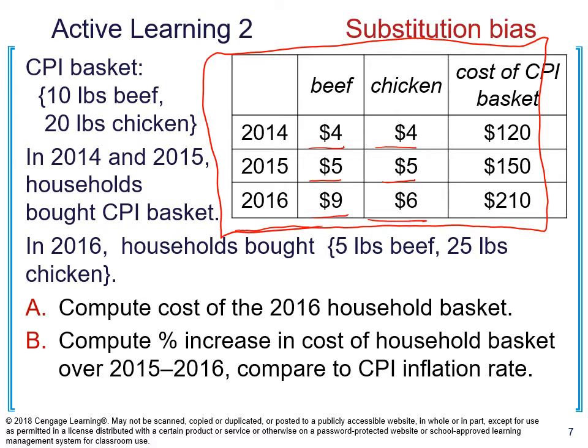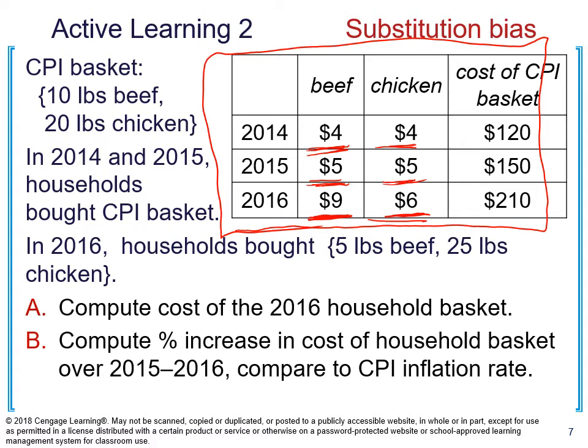The price of beef over the course of 3 years, do you see how it's actually increased? It's more than double. So in 2014, the price of beef for 1 pound was $4, then there was an increase to $5, and in 2016 the price of beef is actually $9. Look what happened with the price of chicken. It was $4, it was $5, but in year 2016 the price of chicken did not increase as much as the price of beef.